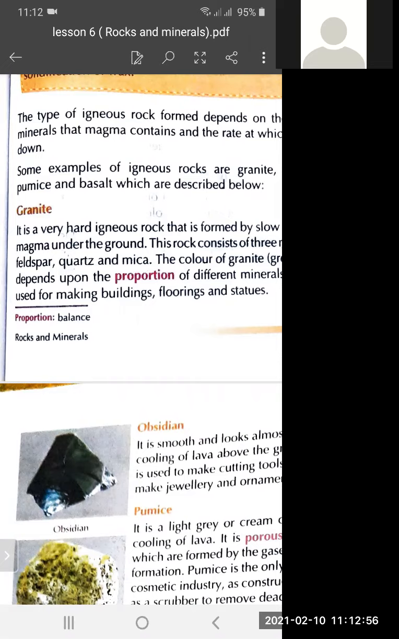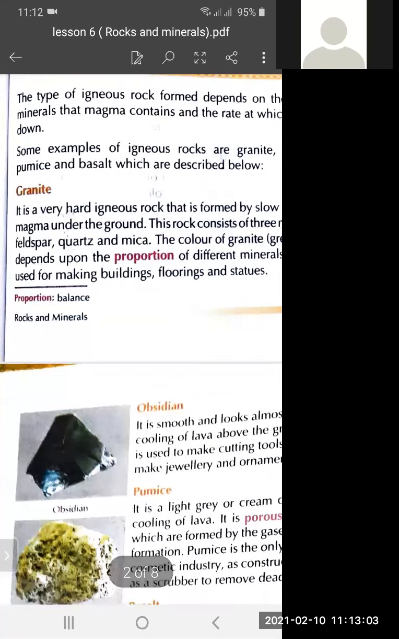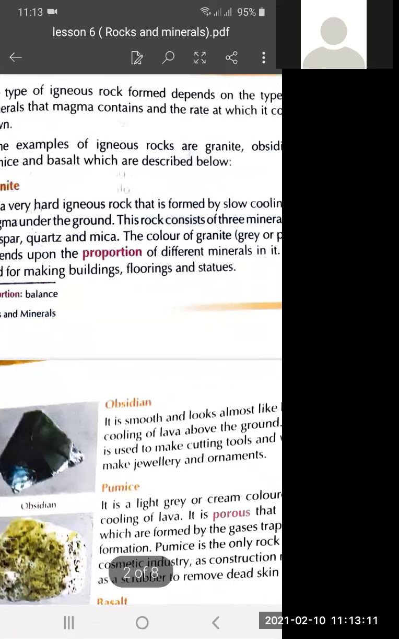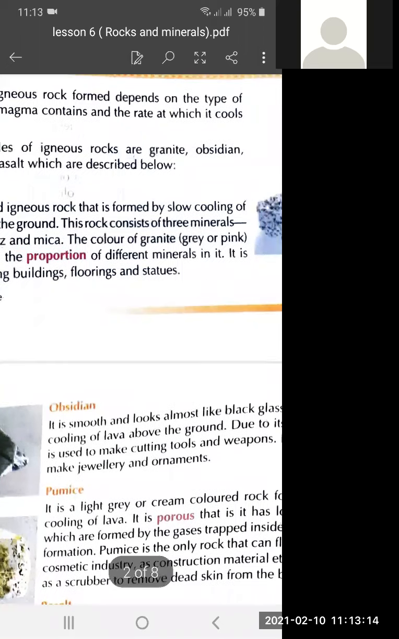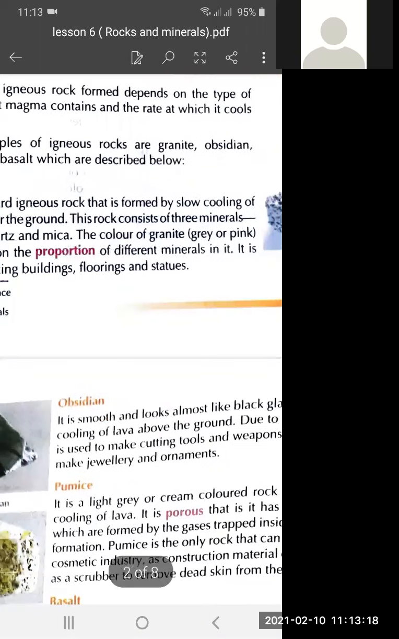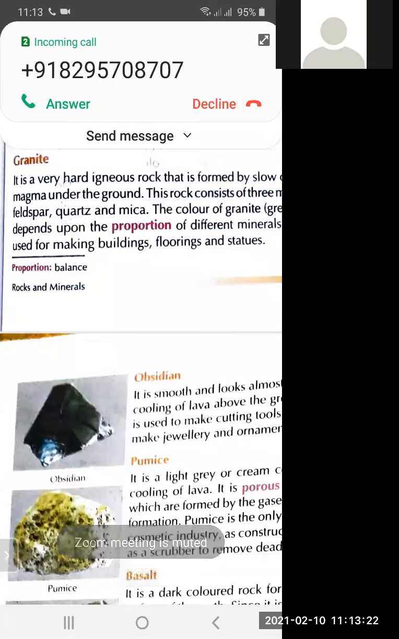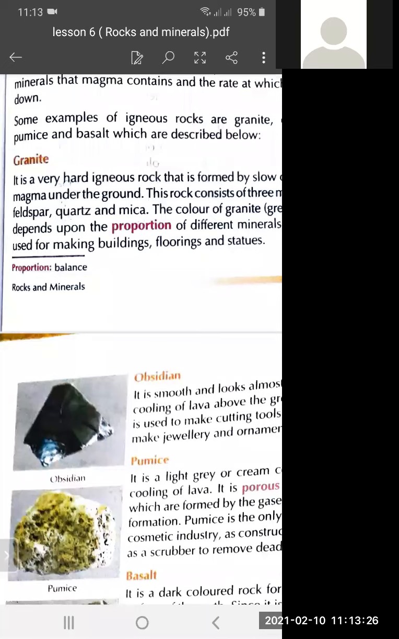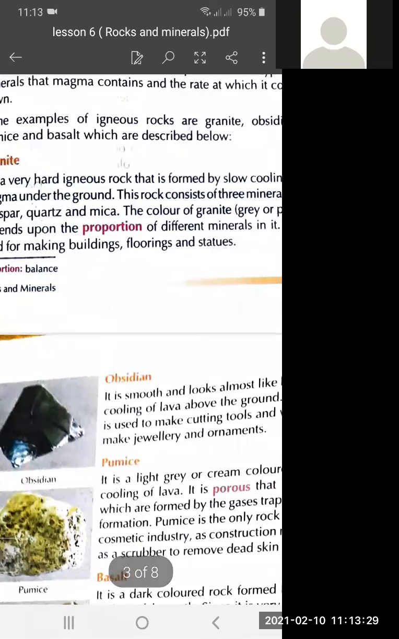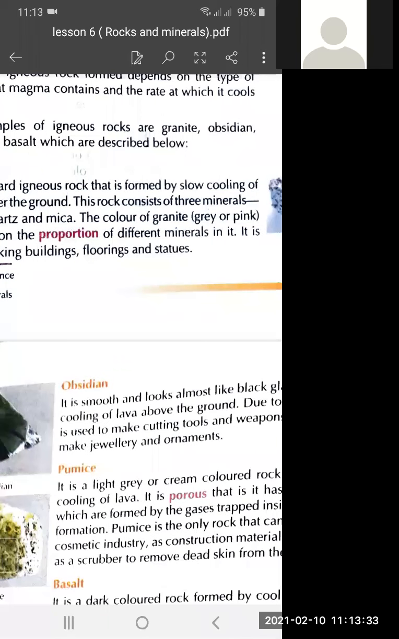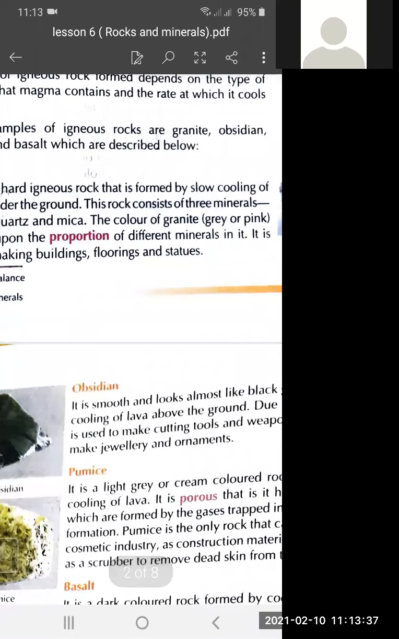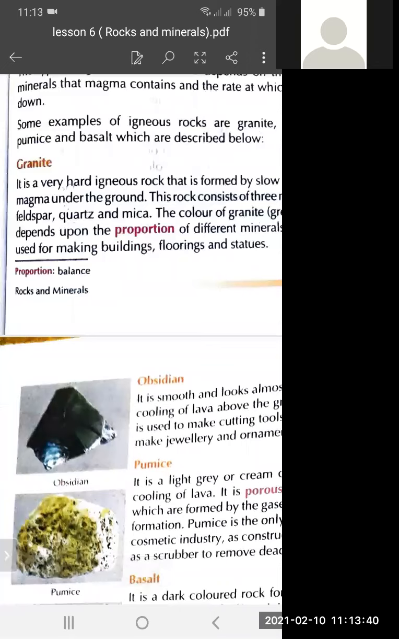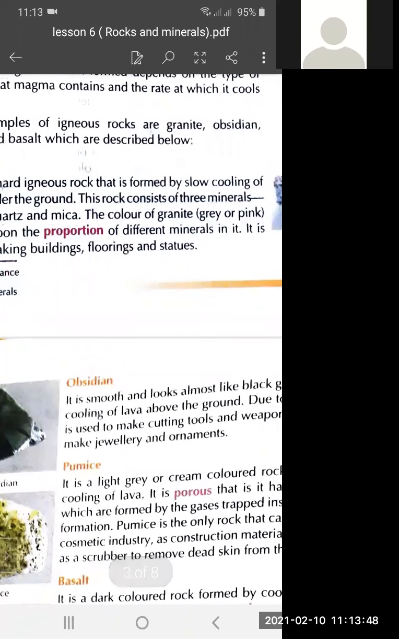Granite is an igneous rock, but we'll study it in a little more detail. It is a very hard igneous rock that is formed by slow cooling of magma under the ground. The rock consists of three minerals: feldspar, quartz, and mica.